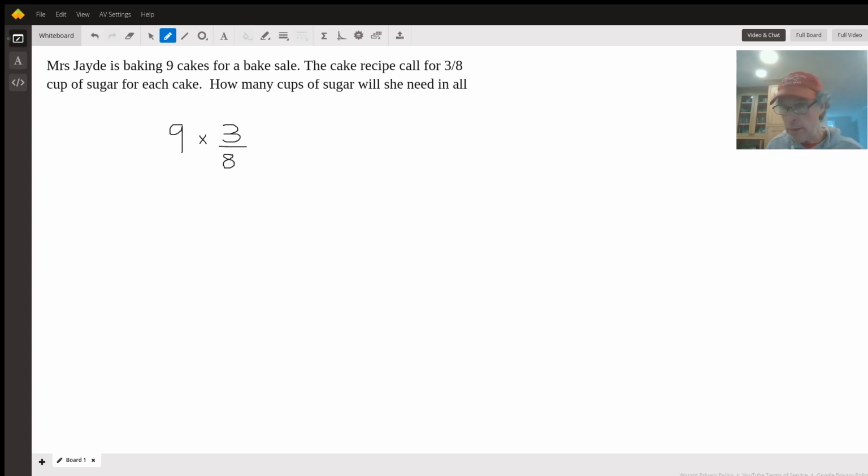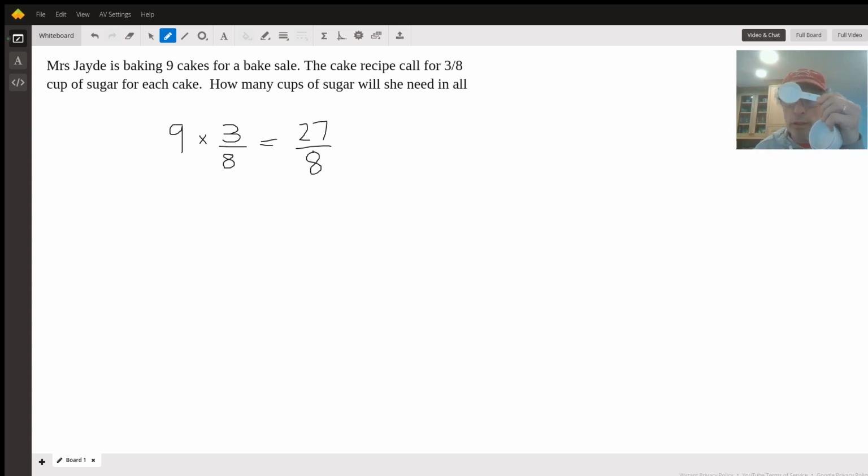Okay, so you have to learn how to multiply a whole number and a fraction. The way you do it is you multiply the whole number by the top of the fraction, the numerator. 9 times 3 is 27. So the final answer is going to be 27/8. Okay, but that is an improper fraction. The numerator is greater than the denominator.